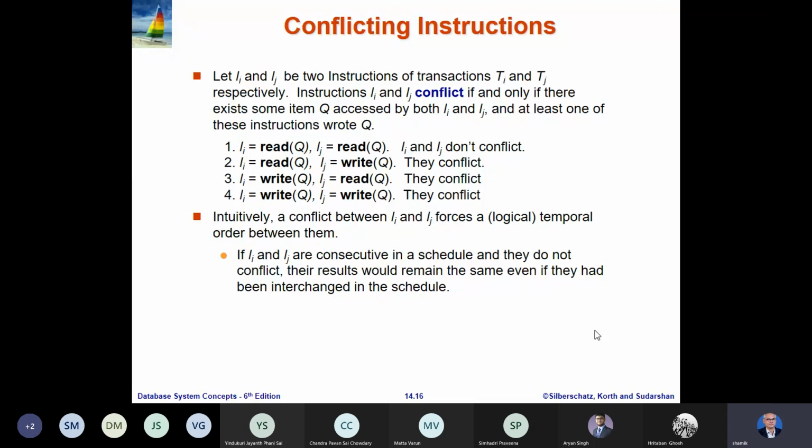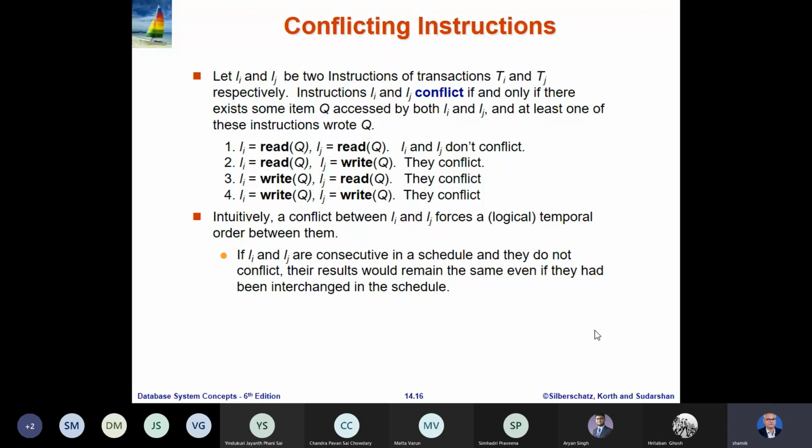So of course you can treat Ii doing a write Q and Ij doing a read Q, it will be the same, symmetrical. And if both are write Q, then if Ii comes first and writes Q and then Ij writes Q, what will remain in the database? The value of Q that has been written by Ij. The value of Q written by Ii will be overwritten. Okay, so that will result in a different database state.